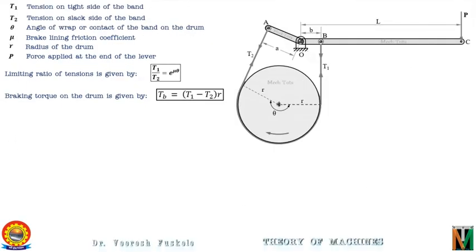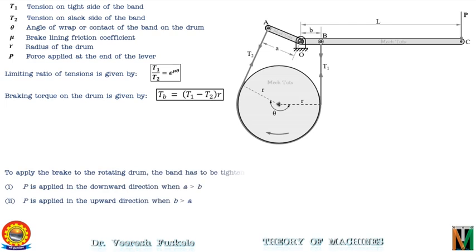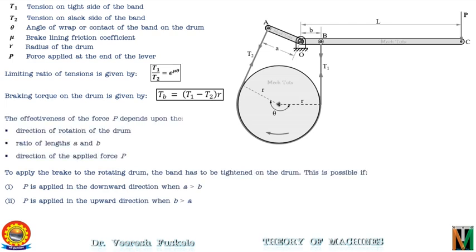In part 1, we discussed the constructional details of the differential band brake and learned about the direction of force applied in the case when A is greater than B and when B is greater than A. We also discussed the factors on which the effectiveness of the applied force depends, namely the direction of rotation of the drum, the ratio of lengths A and B, and the direction of the force applied.